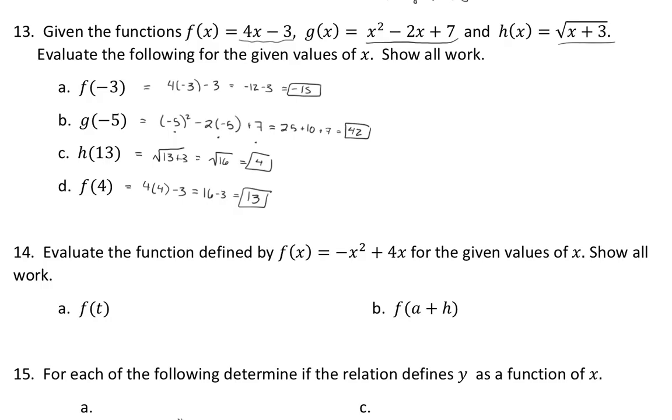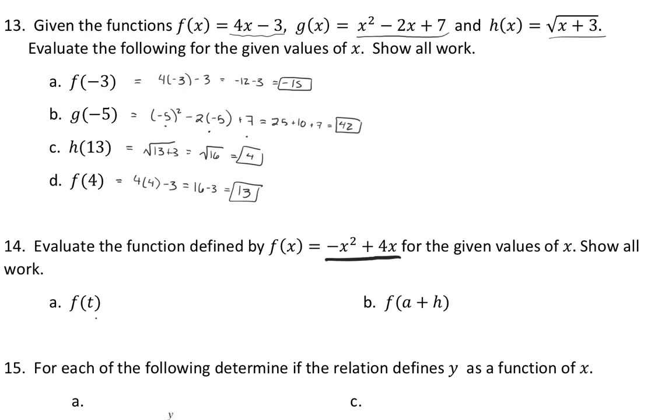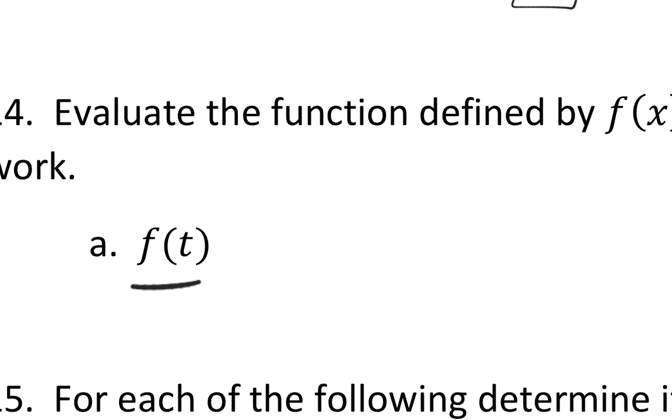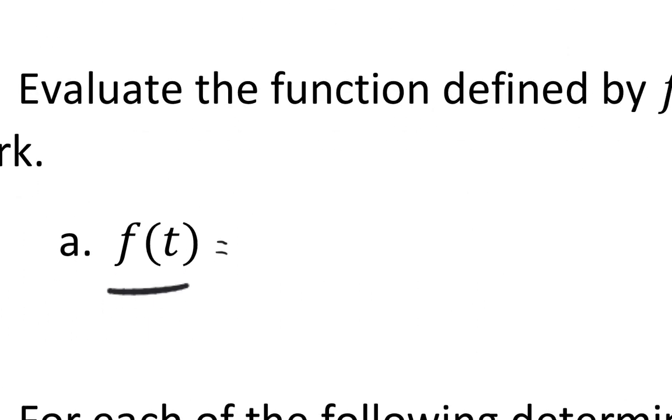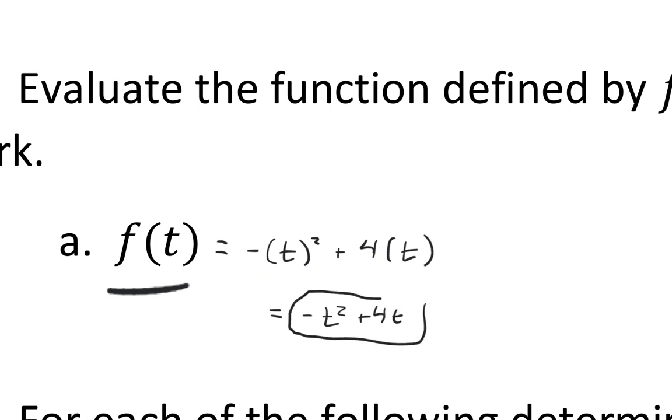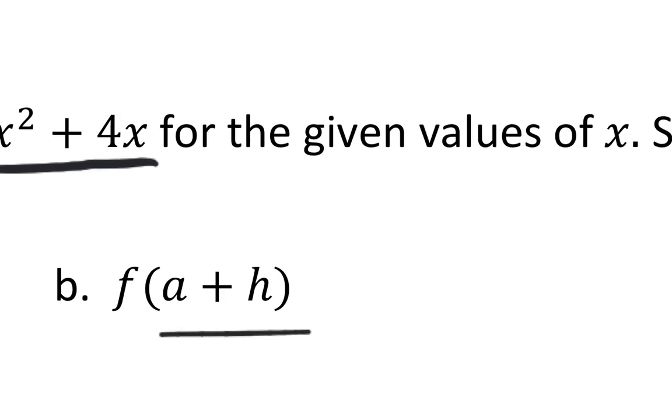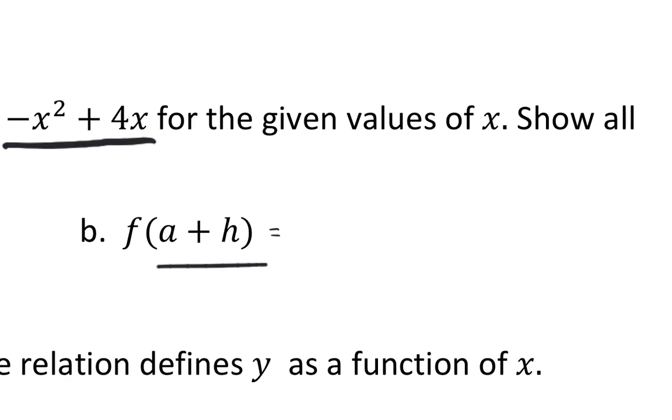Moving on to number 14, what we are going to do is take this function and just evaluate what these are. So first, f of t, that's just going to be equal to f of x with t plugged in. So that's going to be negative t squared plus 4 times t, which is the same as negative t squared plus 4t. That one is nice and easy, not too complicated. Moving on to the next one though, this is going to be equal to negative (a plus h) squared plus 4 times (a plus h).